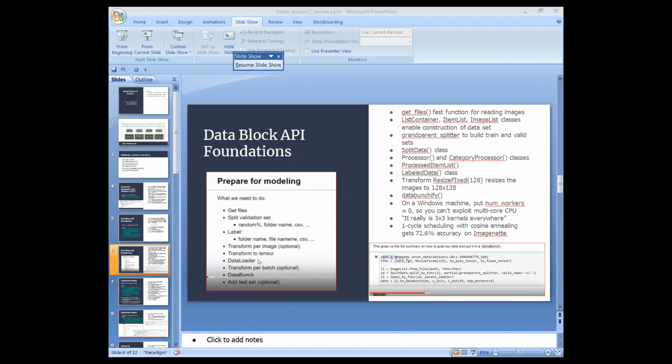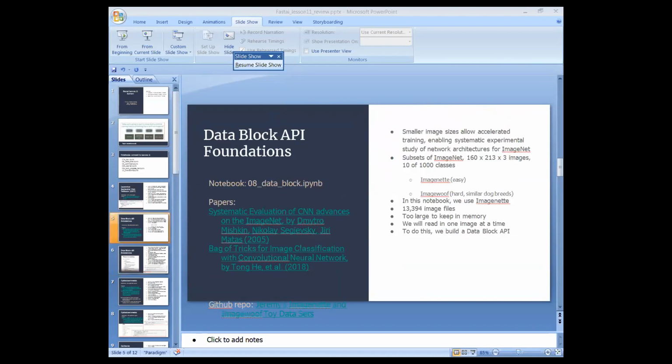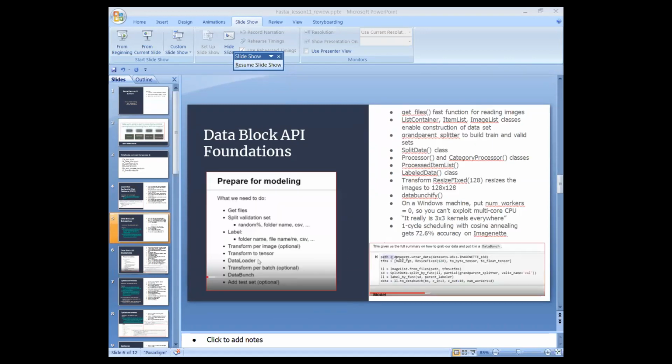Let's see, processed item list, labeled data class, and then he has another thing called transform resize fixed, a resize fixed transform that resizes the images to 128 by 128. So remember, we started out with what is it? I forget what the numbers were. 160 by 213. That was the input size, and he has this transform that resizes the images to 128 by 128.